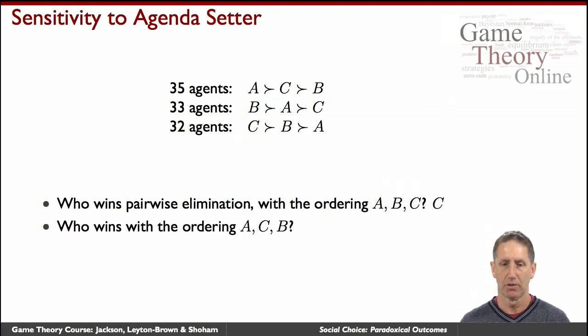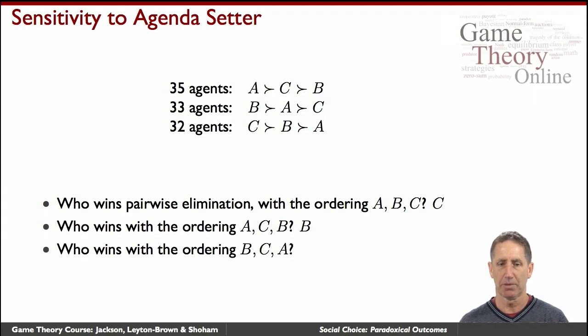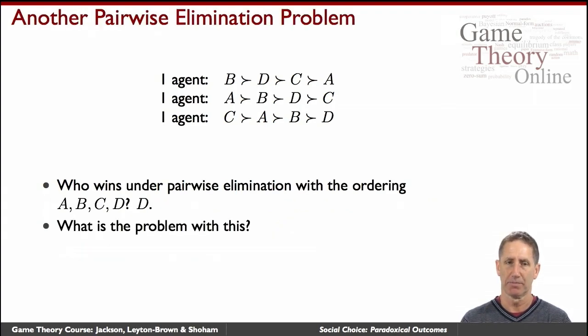What happens with another ordering, like A, C, B? Again, you might want to pause the video, and by the time we resume, you'll realize that in this case B would be the winner. And perhaps not surprisingly, when you ask about the third ordering, B, C, A, you'll see that A would be the winner then. And so it's perhaps a little disconcerting that the same voting scheme, merely by deciding on the order in which you run it, will lead to very different results.